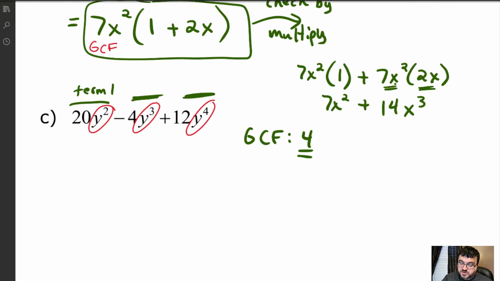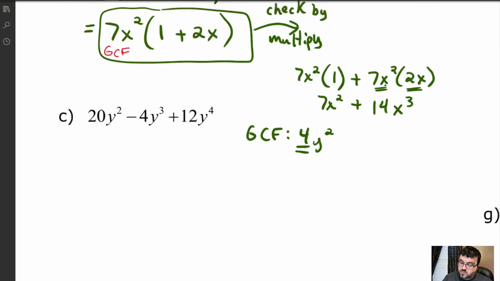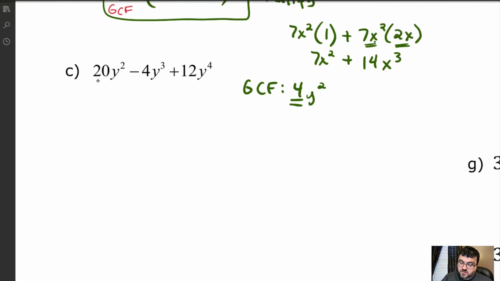So it's going to be your lowest power of y's that makes it to the GCF, which in our case will be y to the second. So we know that when this factors, it's going to factor into something that's 4y squared on the very outside of your parentheses. So let's see. I'm just going to rewrite this here on the next line.